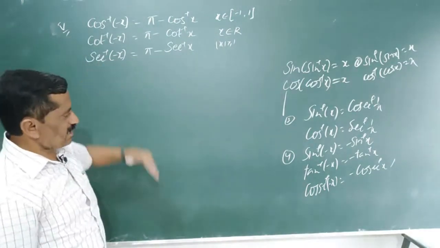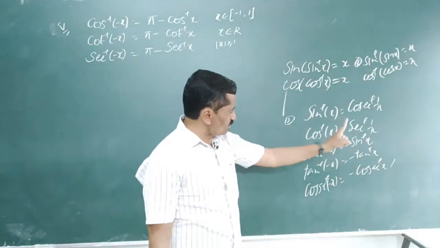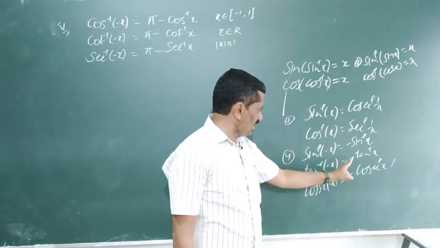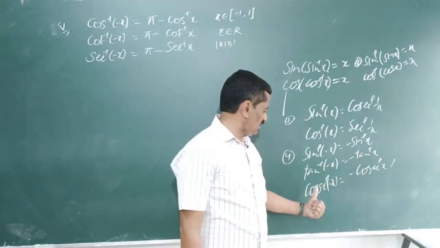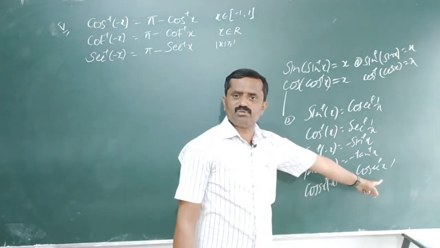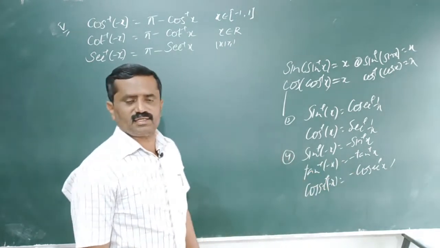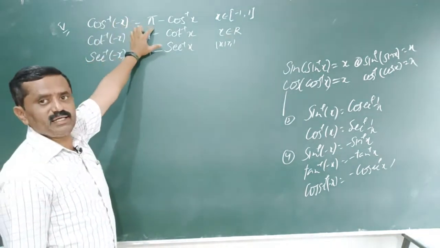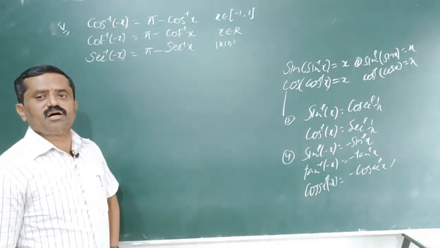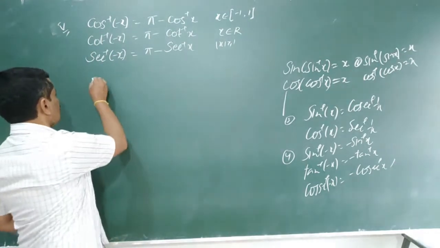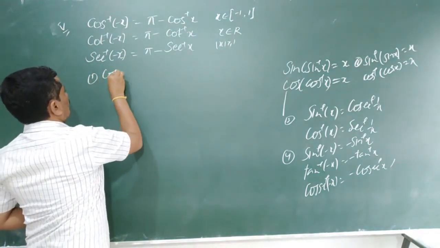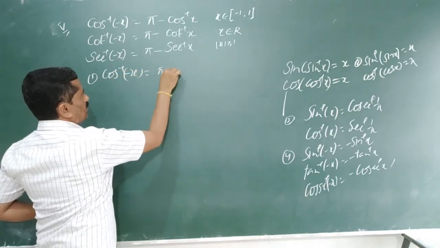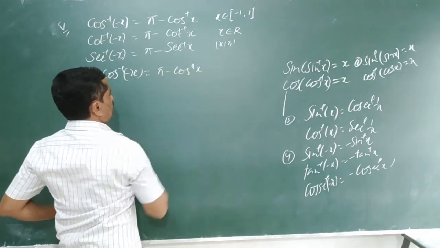See, earlier we had sin inverse of minus x is equal to minus sin inverse of x, tan inverse of minus x is equal to minus tan inverse x, and then cosecant inverse of minus x is equal to minus cosecant inverse x. So now we have cos inverse of minus x is equal to pi minus cos inverse of x. We'll prove one by one. First one we have, that is cos inverse of minus x is equal to pi minus cos inverse of x.